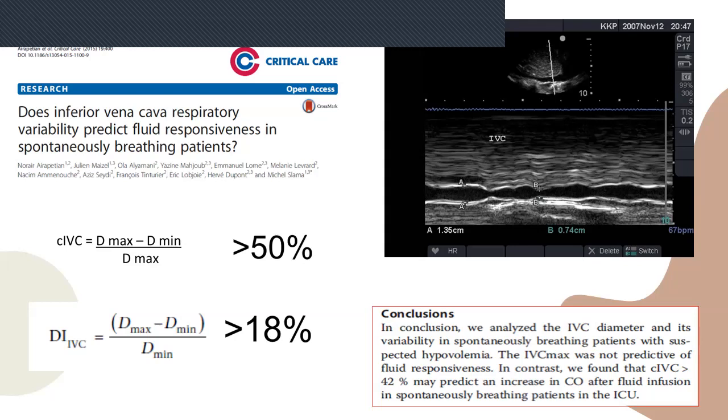And in ventilated patients, we use the Distensibility Index because in ventilated patients, you're getting positive pressure ventilation. So when you inspire, the IVC distends and collapses during expiration in ventilated patients. So that's when you use your D max minus D min over your D min. Okay, so if it's more than 18%, the patient can still probably take fluids. Okay, but as I said, you cannot look at IVC alone. You have to look at other parameters as well.